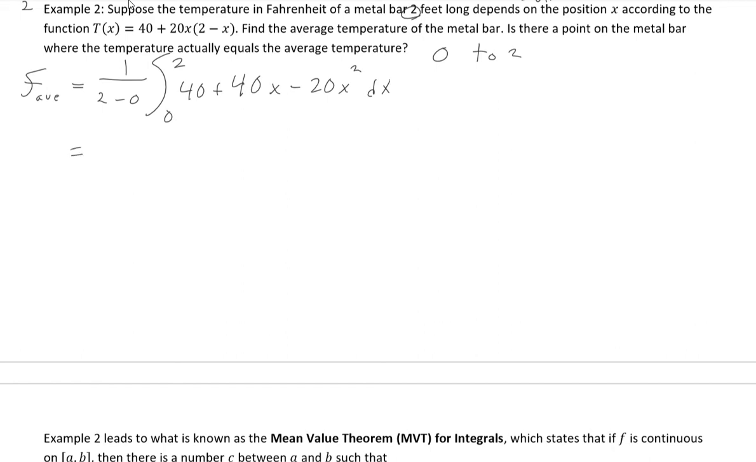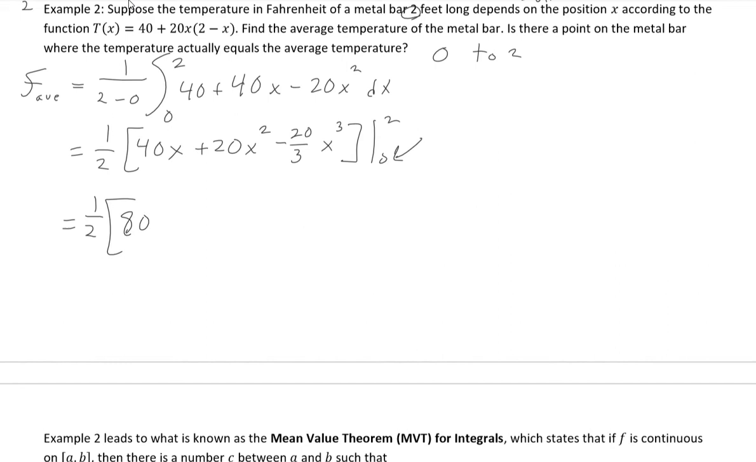No need for u substitution here. Just need to solve this as it is a standard polynomial. I get 40x plus 20x squared minus 20 x cubed from 0 to 2. We've had this show up a lot. If it's 0 and we just have a polynomial, don't even need to worry about it. Just need to plug in 2. So we get 80 plus 2 into x squared gives me 4 times 20 gives me another 80. Minus 2 into x cubed gives me 8 times 20 gives me 160 over 3.